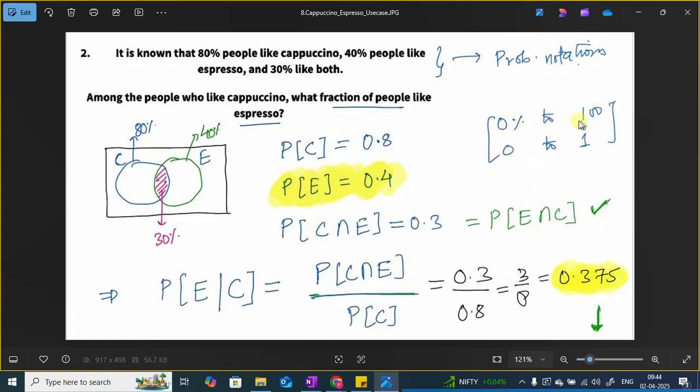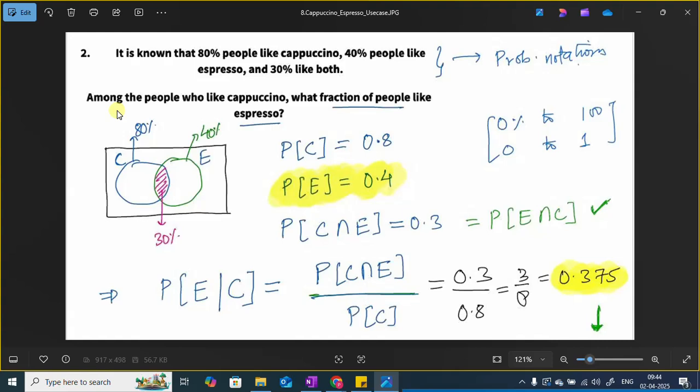Here also I have written: percentage is nothing but from 0 to 100, probability is nothing but 0 to 1. Everything I am talking, I have written either in my whiteboard, handwritten notes, or maybe my PPT. Now, what is the probability of cappuccino intersection espresso? That is 30%, nothing but 0.3. You can say probability of cappuccino intersection espresso or probability of espresso intersection cappuccino, both are the same. No difference.